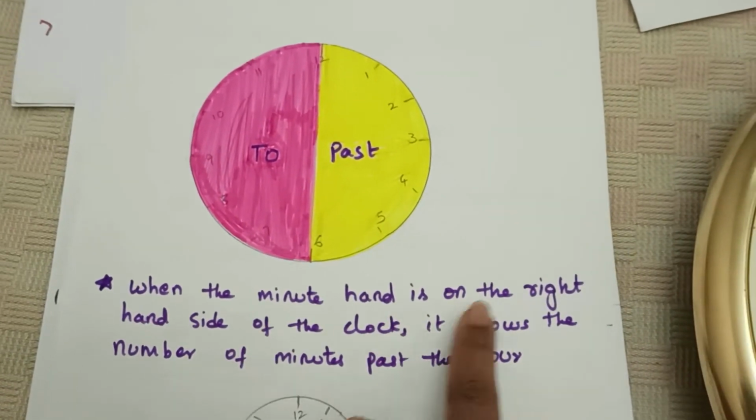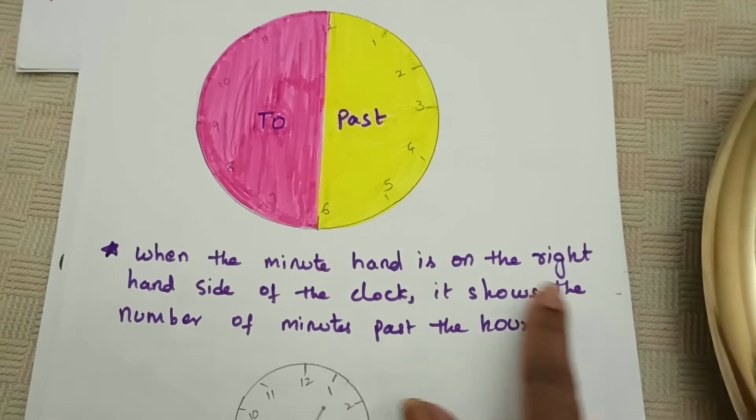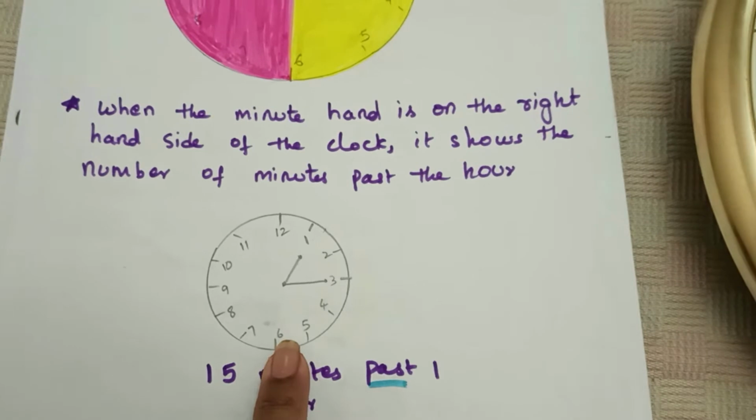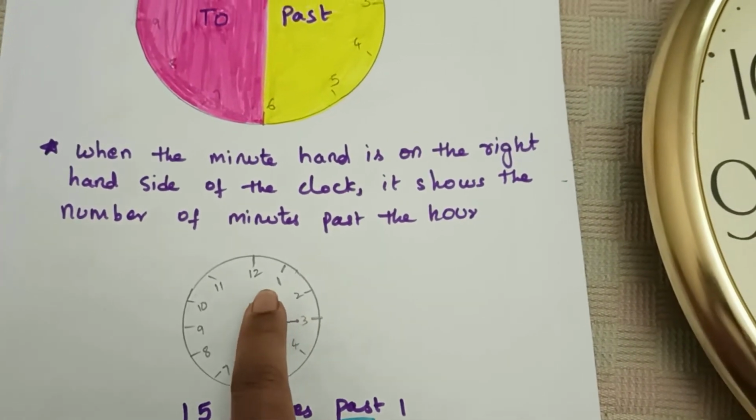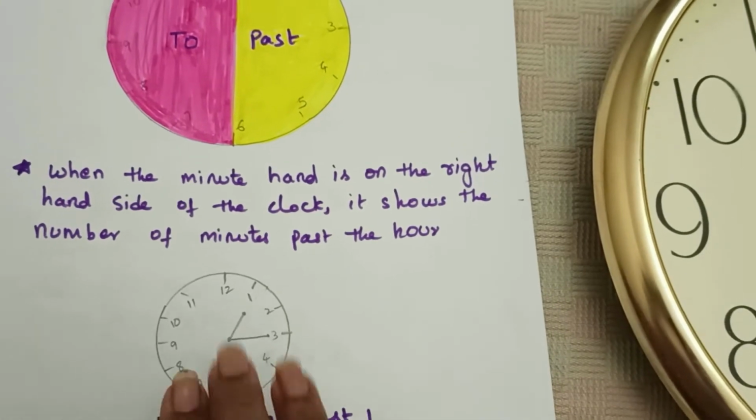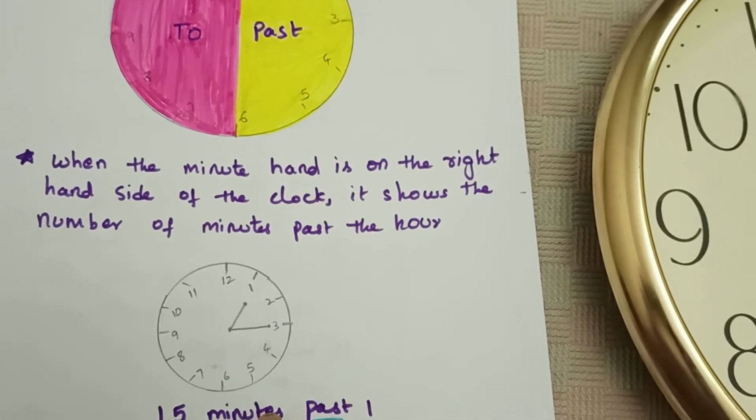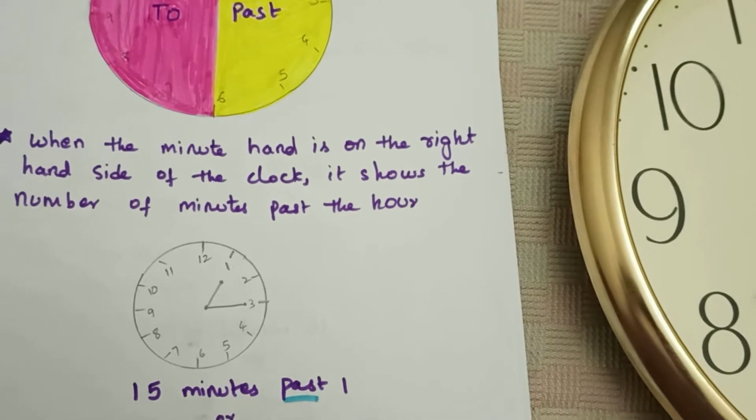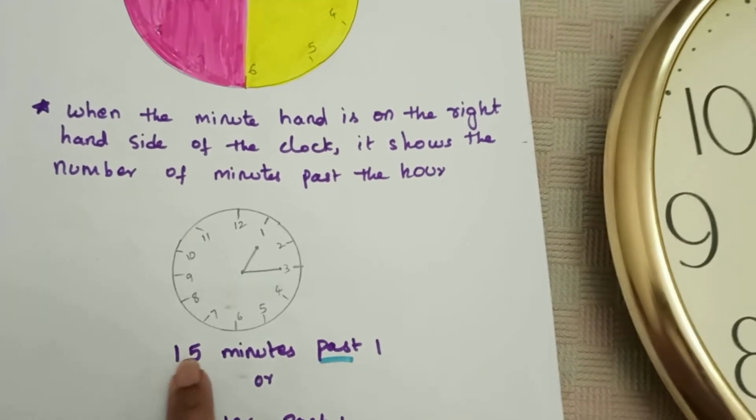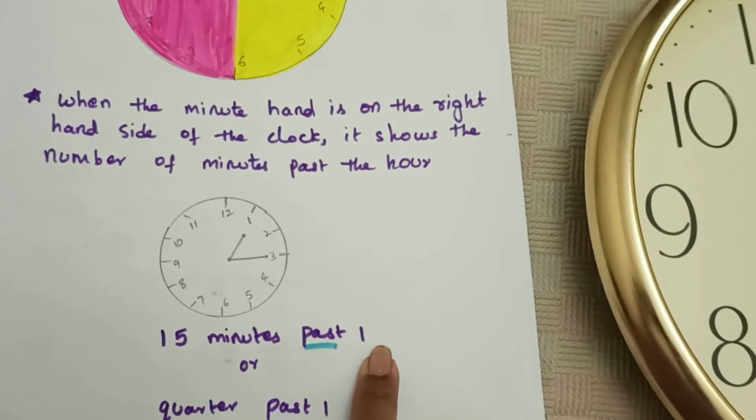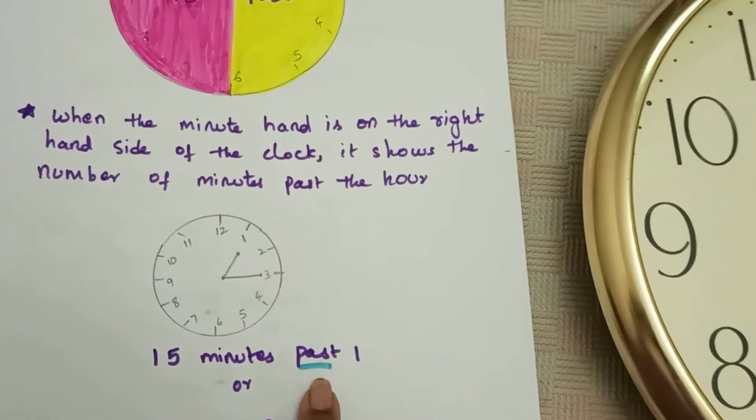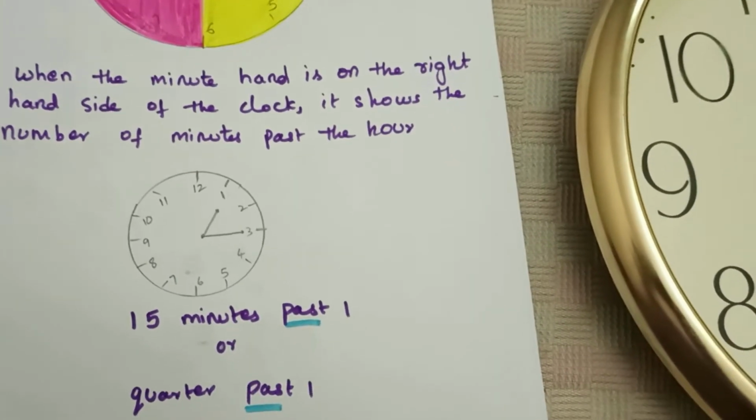When the minute hand is on the right hand side of the clock, it shows the number of minutes past the hour. For example, see in this figure. My hour hand is at 1, my minute hand is at 3. So normally we tell it is 1:15. But when we have to use the terminology quarter and past, what do we have to tell? It is 15 minutes past 1. Because the minute hand is on the right side, I have to use the term past. So, 15 minutes past 1.